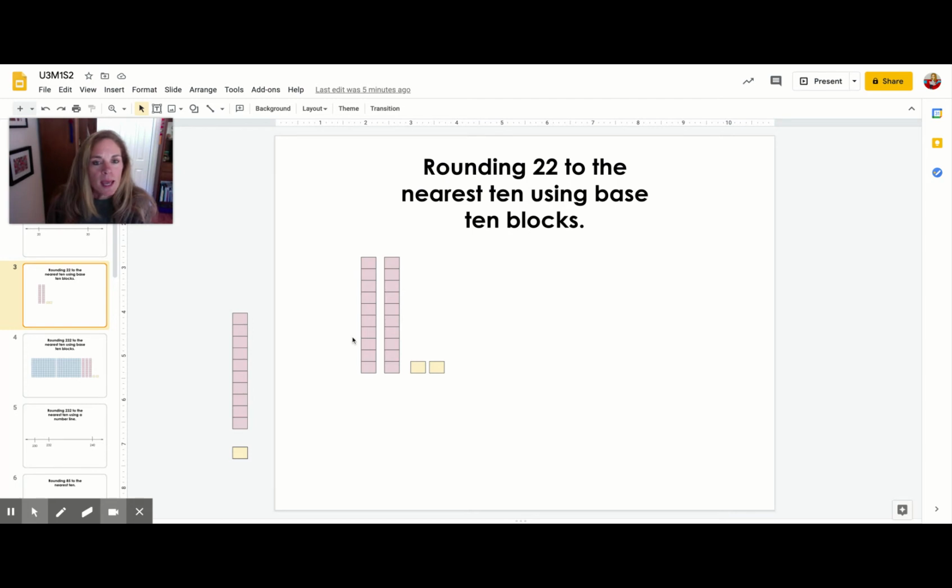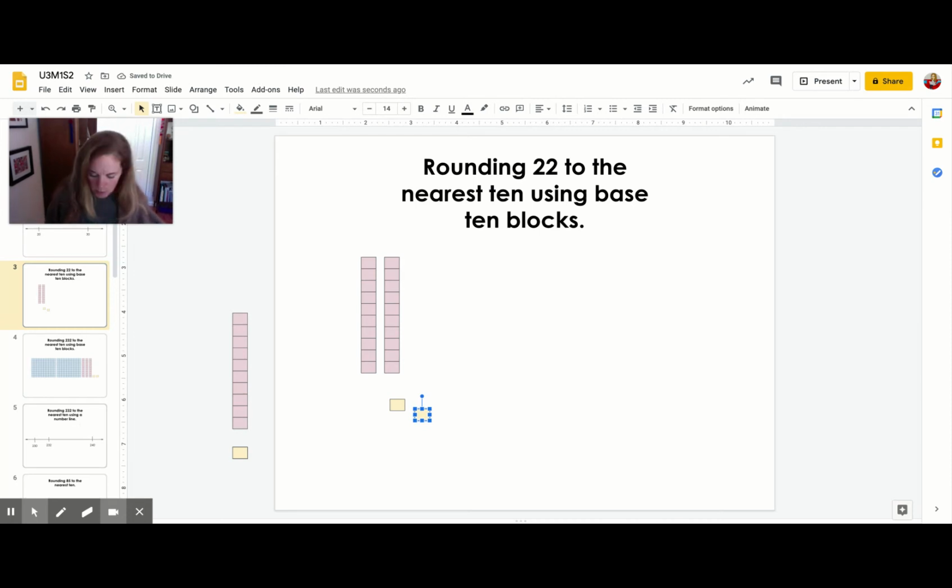Now we're going to look at using the base 10 blocks. So you guys know that this is 10 and this is 20. So 10, 20, 21, 22. And if you're going to round this to the nearest 10, you think to yourself, do I need to add a couple more to get to 30? Or should I just take these away? And the answer is that since it's only 2, you take away 2 and you end up with 20.